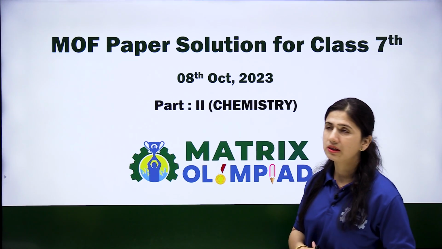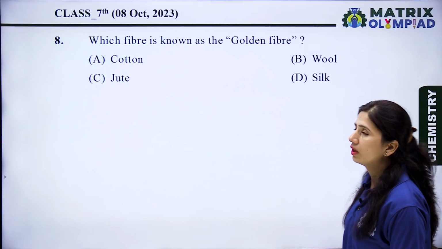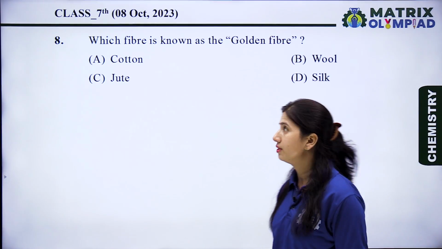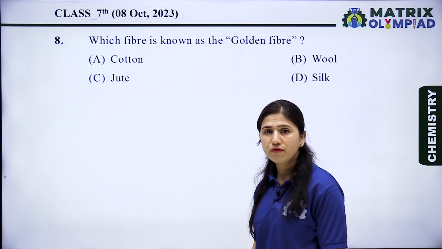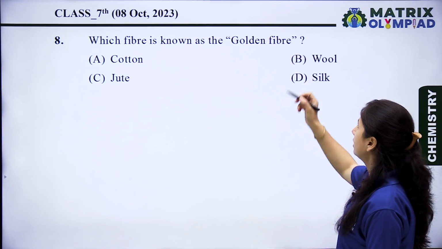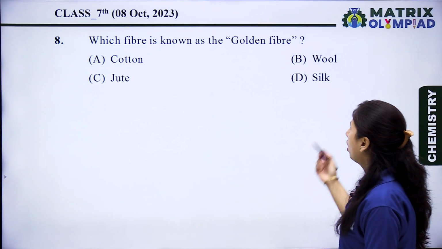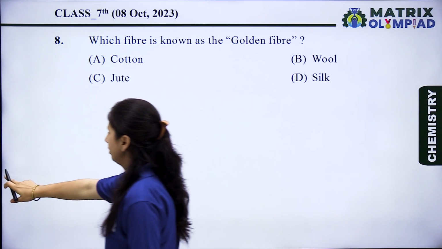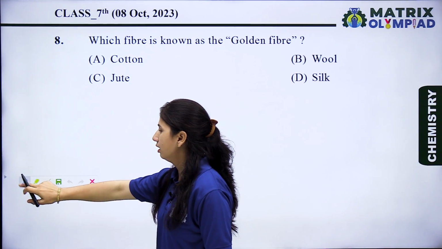Hello everyone. Now we will discuss the chemistry portion of class 7th. The question is, which fiber is known as the golden fiber? Option A is cotton, option B is wool, option C is jute, and option D is silk. Option C is the right answer.